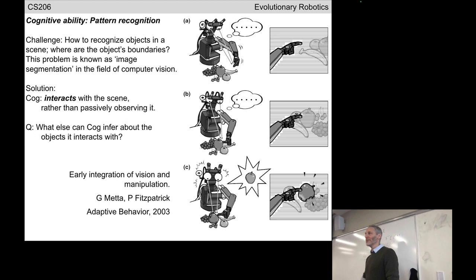What else can Cog start to learn if Cog only has this collection of fruit in front of it and it's kind of randomly moving its arm around and watching what happens? What else can Cog start to learn about non-self? If one object bumps into another and makes it move, you can discover that there are multiple different kinds of non-self and that they can interact with each other.